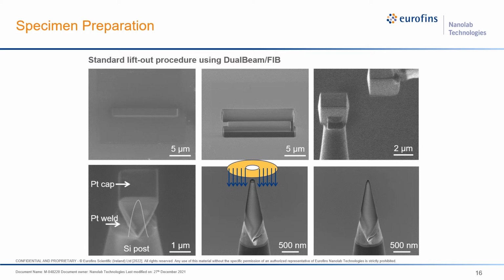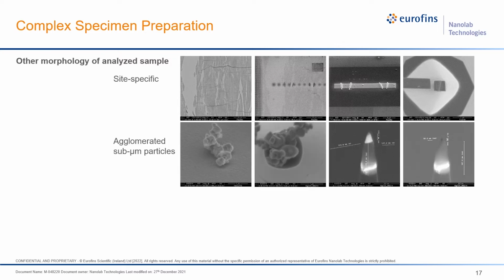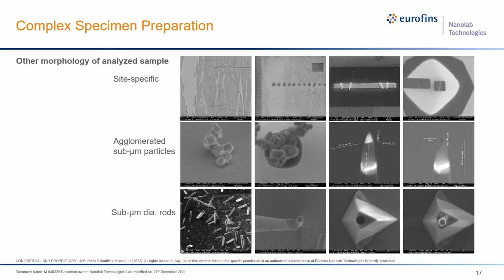So certain applications also require more complex specimen preparation. Certain examples are shown here. The first one being site-specific preparation. In site-specific preparation, you have certain regions of interest that you are specifically looking at, and you want to make sure that those regions of interest are actually captured in the atom probe tip. On the other end, there are also agglomerated submicron particles where the interest could be looking at the chemical composition, as well as submicron diameter rods.